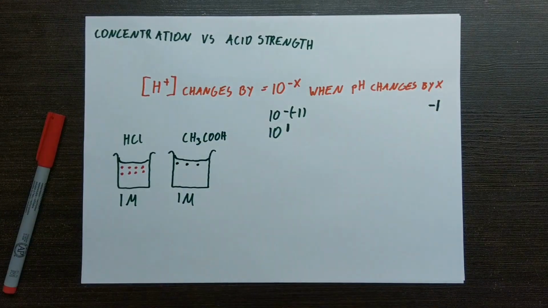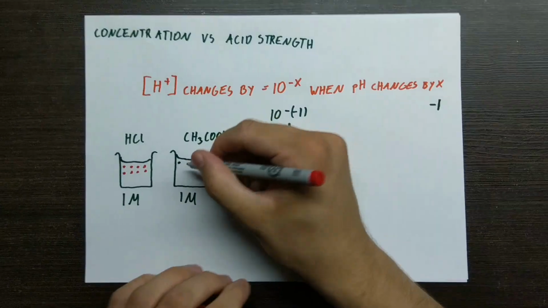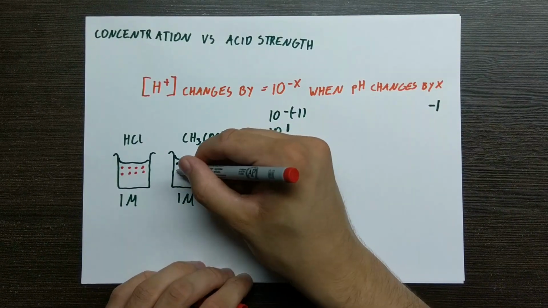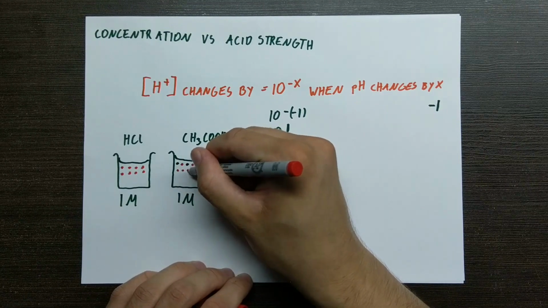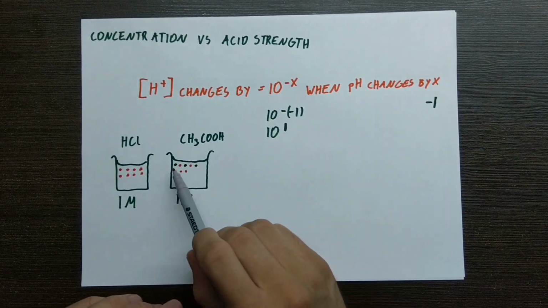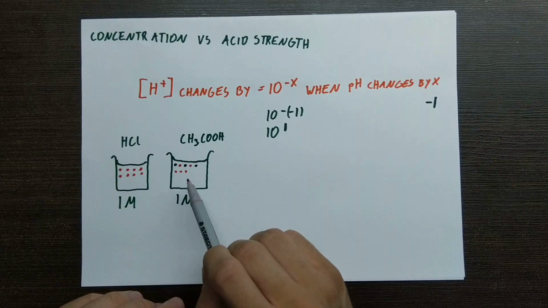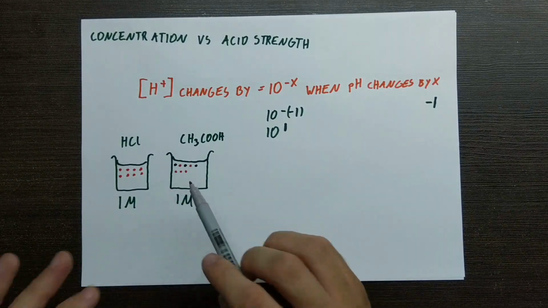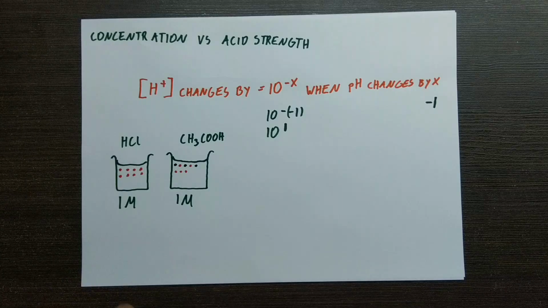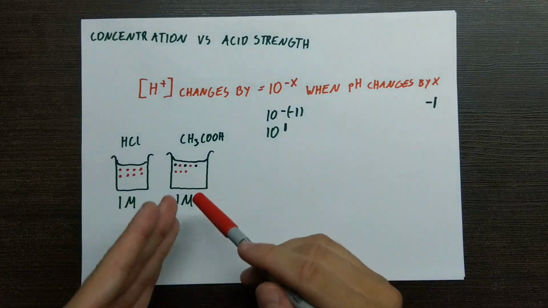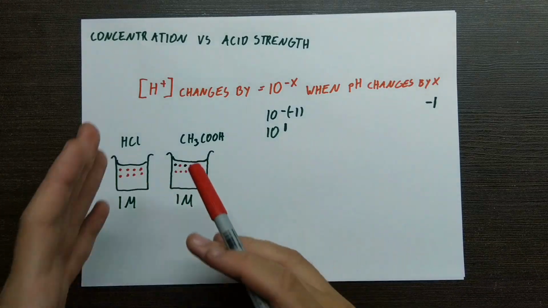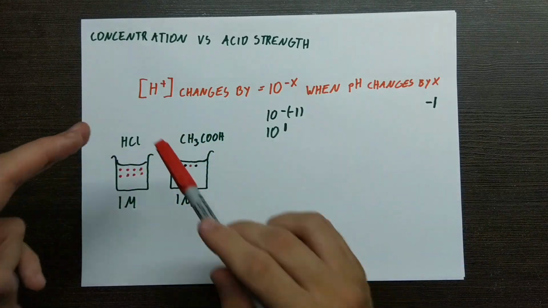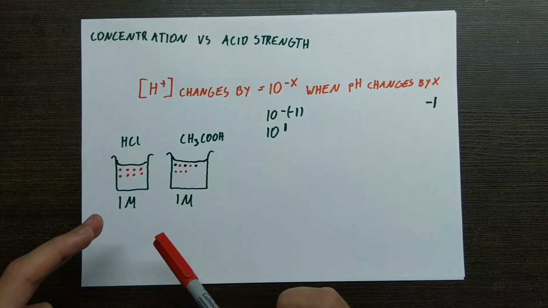Some of them decide not to split. Only some of them actually ended up splitting. So here we also have 1, 2, 3, 4, 5, 6, 7, 8. We also have 8 molecules, but only 5 of them are red. Therefore, we have less protons in this one compared to this one, despite concentration being the same, because this is a weak acid and this is a strong acid.